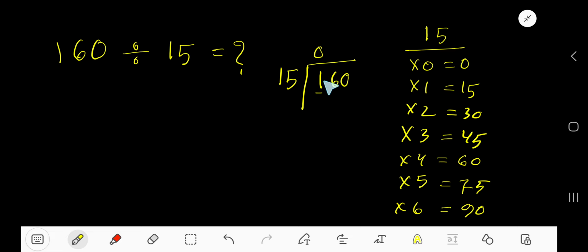How many times? 0 times, as 1 is less than 15. So 0 times 15 is 0. Subtract, you are getting 1. Bring down the next digit, 6, making 16.